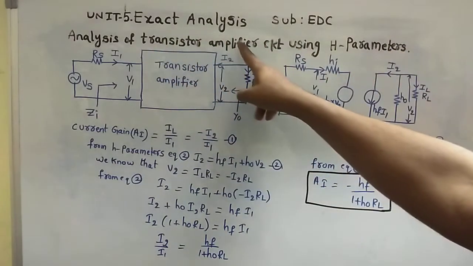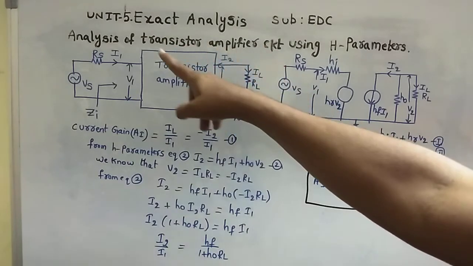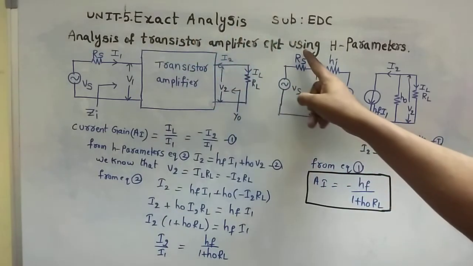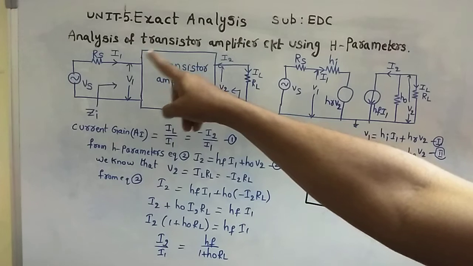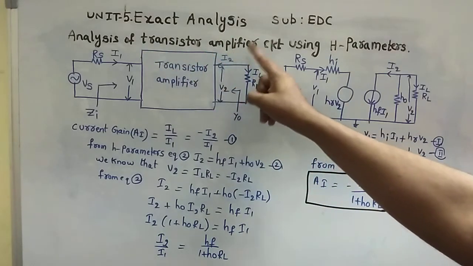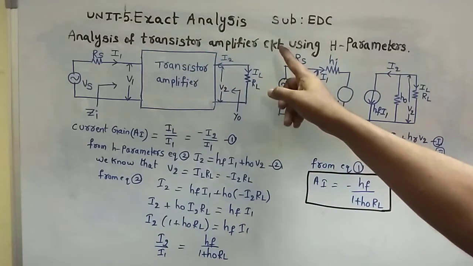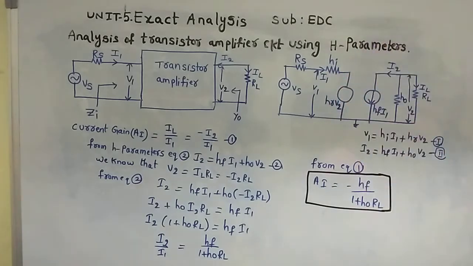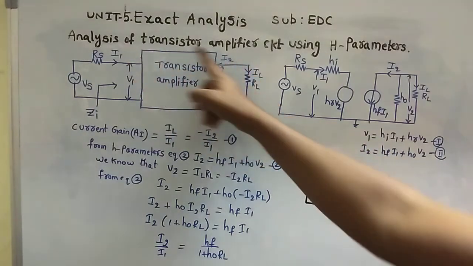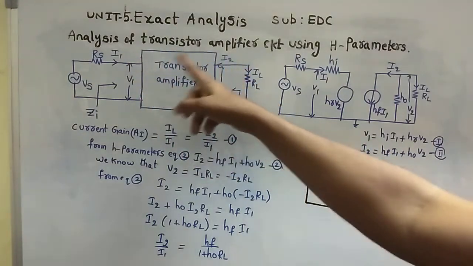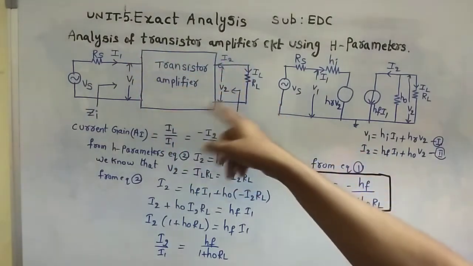In this topic, the question may ask for analysis of the transistor in CE configuration using H parameters, or analysis of the transistor amplifier in CB configuration or CC configuration. Here we have to find voltage gain, current gain, input impedance and output admittance. He may ask some parameters or all parameters. So the first circuit is the basic amplifier circuit, the amplifier equivalent circuit.